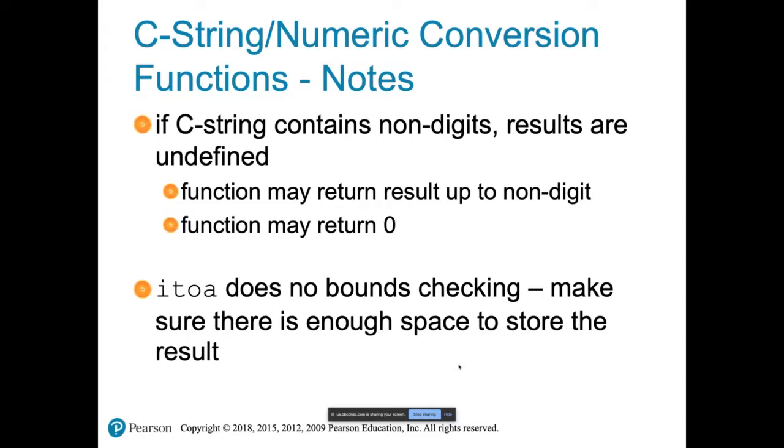ITOA does not do bounds checking because you're taking a numeric value and putting it into an array. So remember, C and C++ do no bounds checking whatsoever. So be careful when you're converting from a numeric to a string that you still have enough characters to hold that.